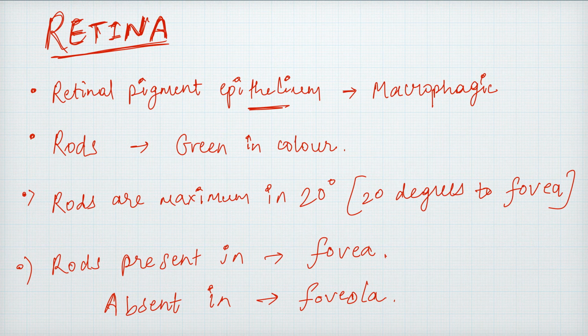Now rods are maximum in 20 degrees. 20 degrees to what? 20 degrees to the fovea. Rods are maximum in number at 20 degrees. Now, rods present in the fovea: rods are present in the fovea, but they are absent in the foveola. So they are absent in the foveola, but they are present in the fovea.